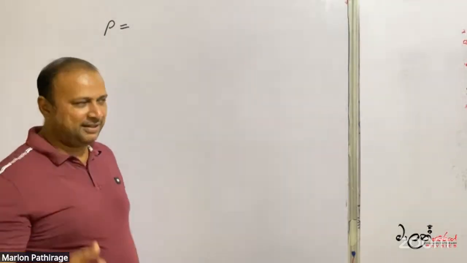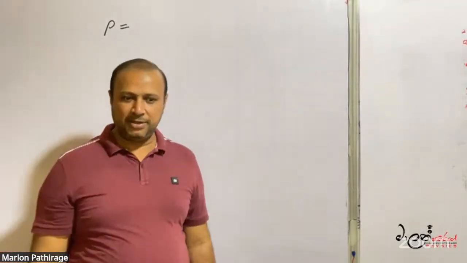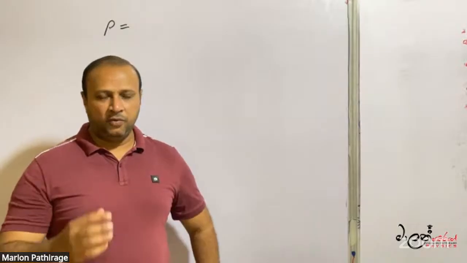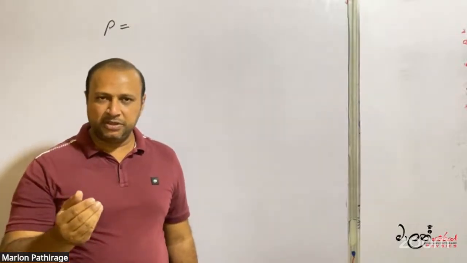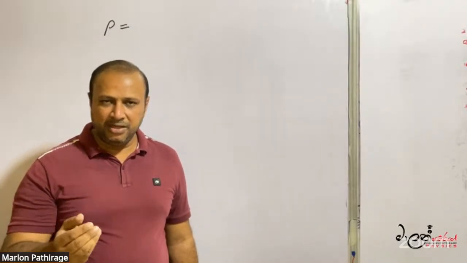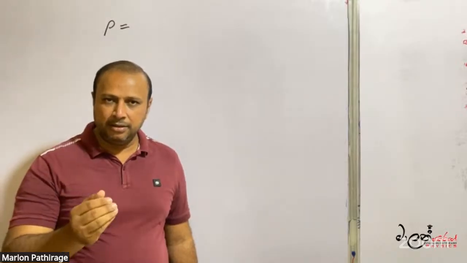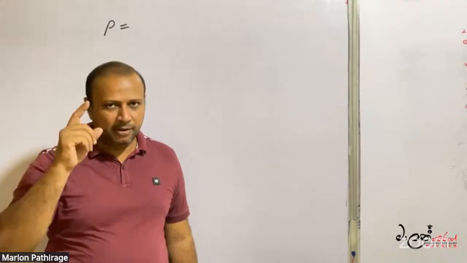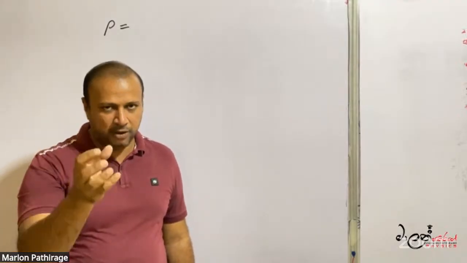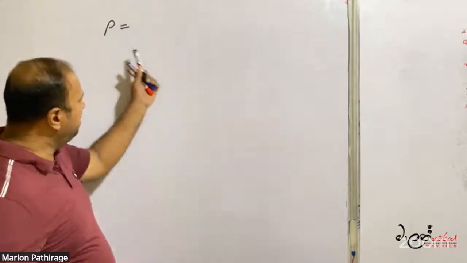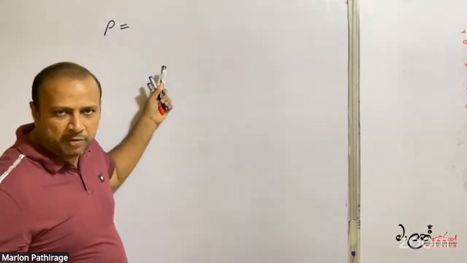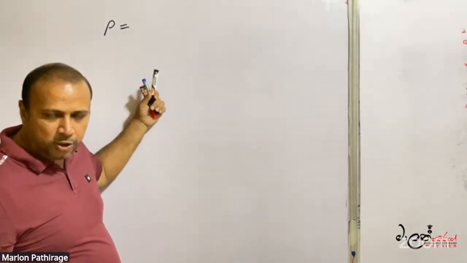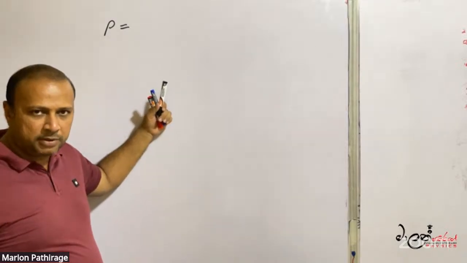How to remember this one? When you are given equal masses, Puthe, that means you are not given the volume. So if you know the masses, then equal masses. Density means mass over volume.